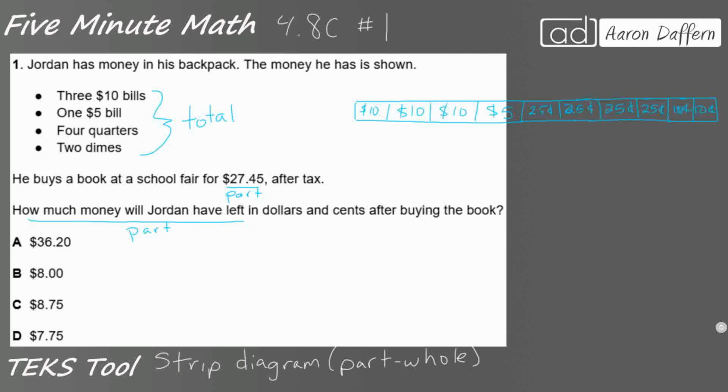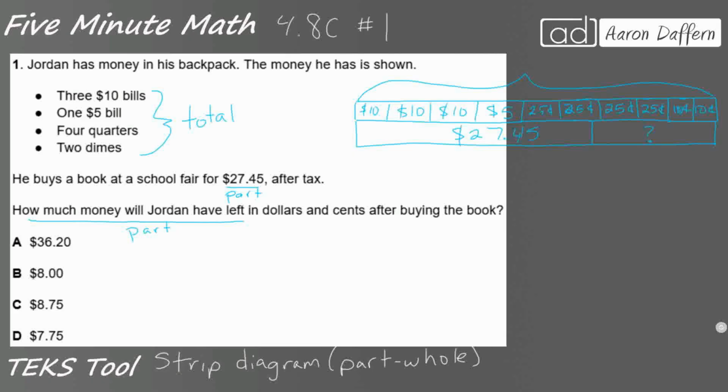I need to figure out what all of this equals. Once I have that, that's going to be my total. And then underneath that somewhere are going to be my two parts. So I don't know how big it is. I'll say this is going to be 27.45. And then what's left is the change. That's my unknown amount. So that's what I'm really looking for. But the total, how much money Jordan has, isn't given to us.